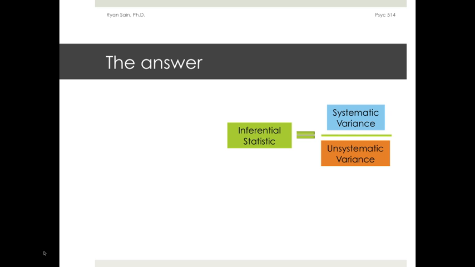So we're going to get that systematic variation, we're going to divide it by unsystematic variation, and we're going to end up with a ratio, right? And that ratio is a number. And that number is the inferential statistic.